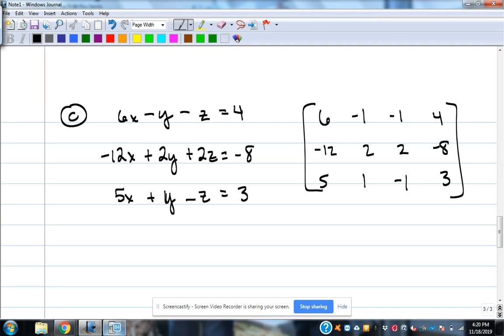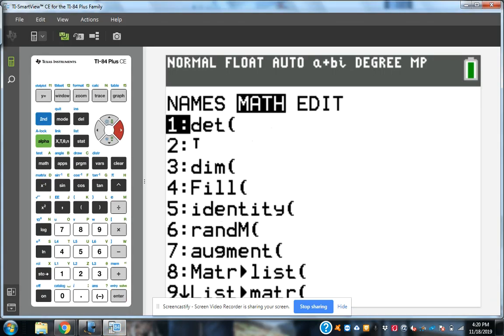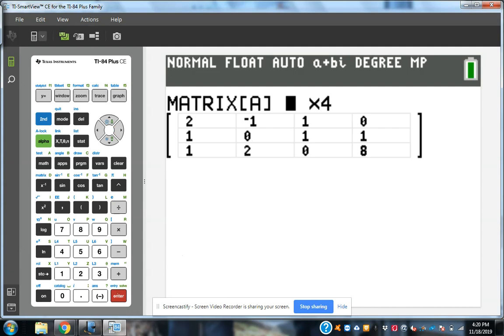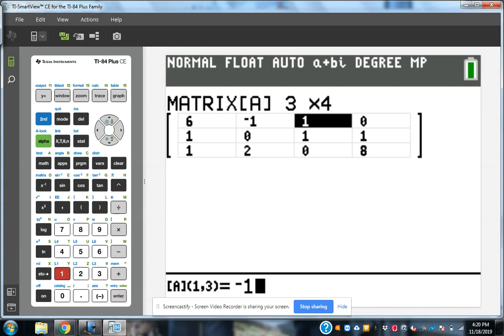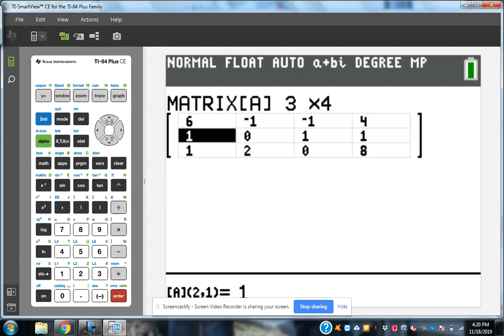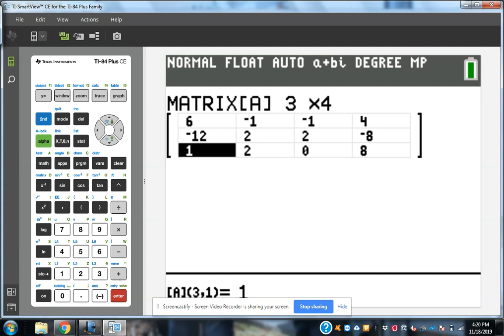3x4 matrix. Second matrix. 3x4. 6, -1, -1, 4, -12, 2, 2, -8, 5, 1, -1, 3.